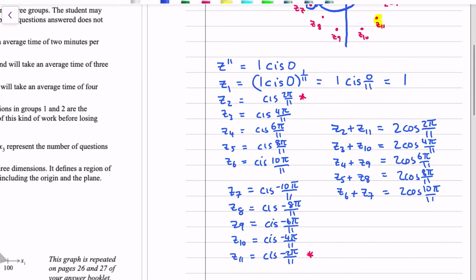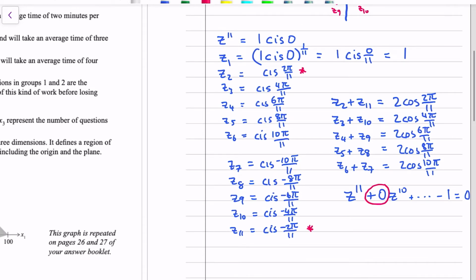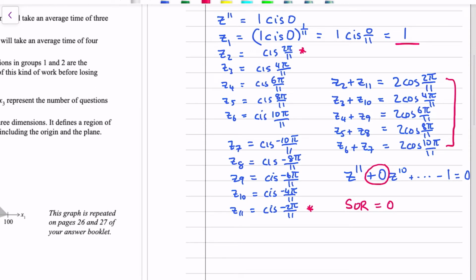And the other thing to note is that when we have an equation written in the standard format, z to the 11, I'm going to write plus 0 z to the 10 plus all the way down to minus 1 equals 0. This coefficient here gives us the sum of the roots. And because that term isn't there in the equation, it's just z to the 11 minus 1 equals 0, the sum of the roots must equal 0. So if we take the real root 1 and all of these here and add them up, we get equal to 0.